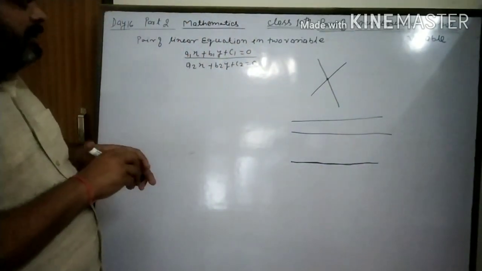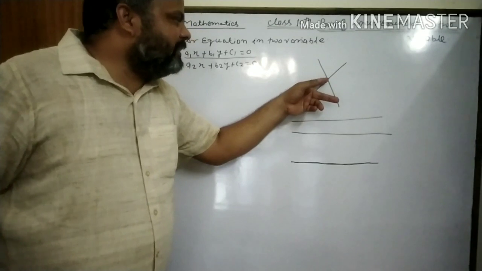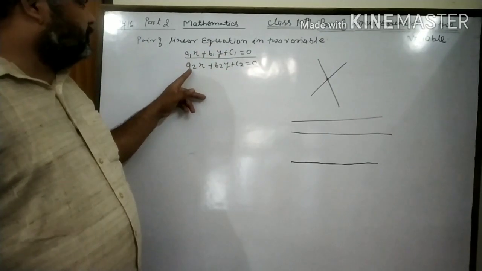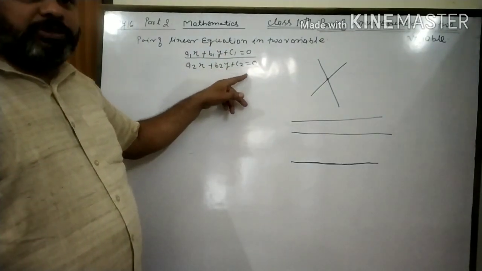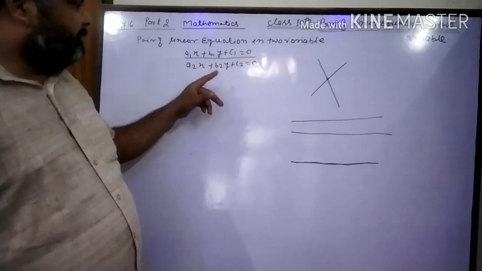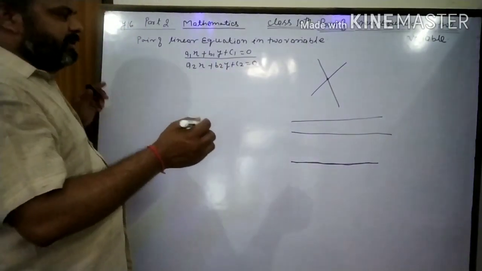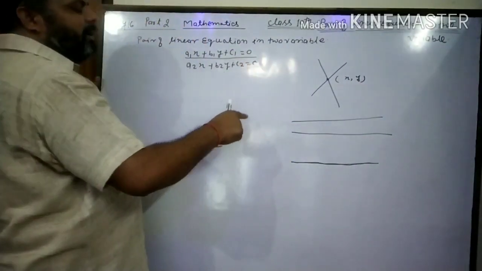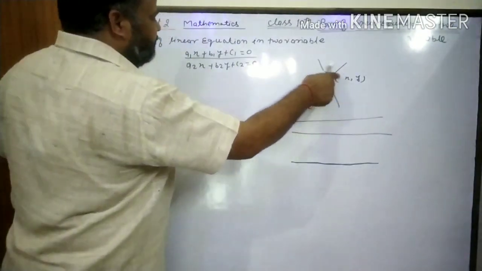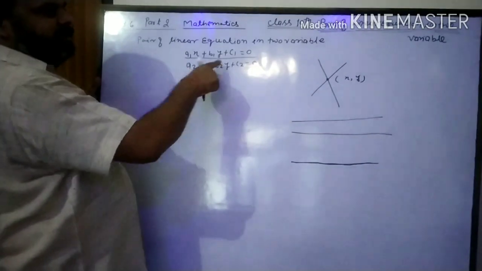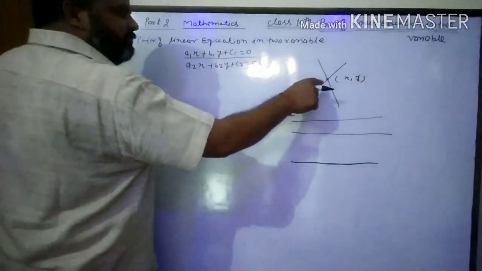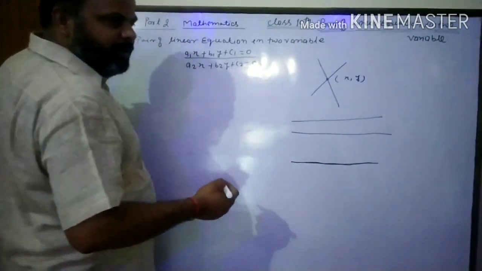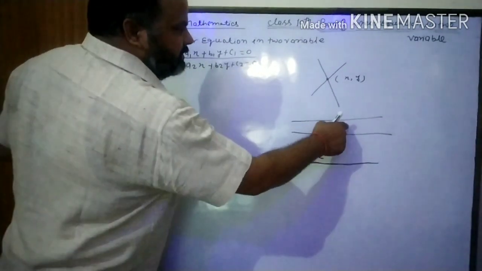If lines intersect at a point, then this point is the solution of a1x plus b1y plus c1 is equal to 0 and a2x plus b2y plus c2 is equal to 0. Clear? If both lines intersect at a point, then this point is x and y, a particular value. If we put this value in the equations, their left side and right side are equal, then this value is the solution. If the lines do not intersect, it means we have parallel lines, then in this case there is no solution.